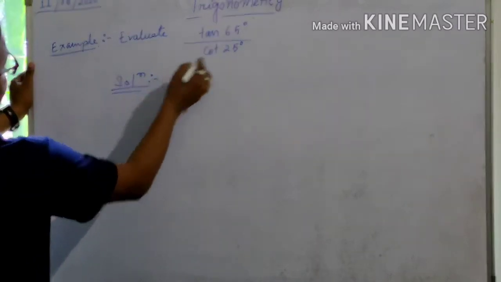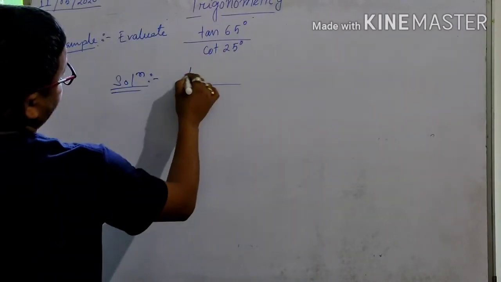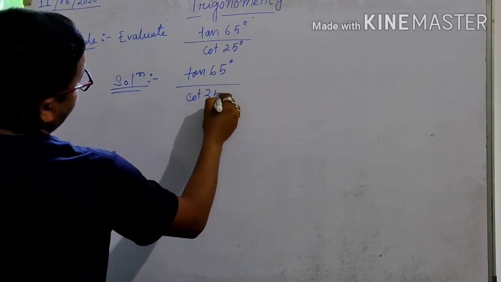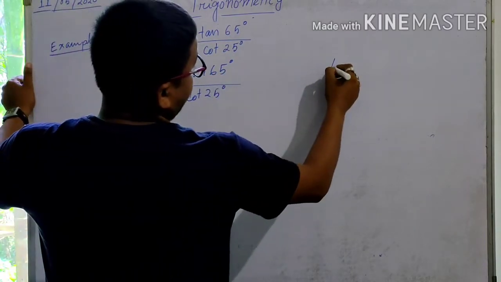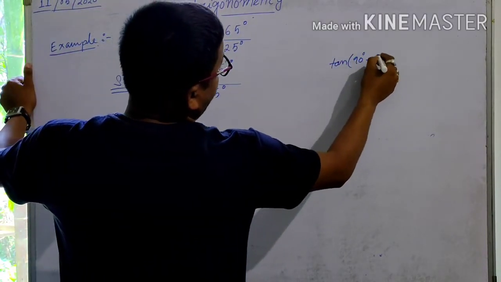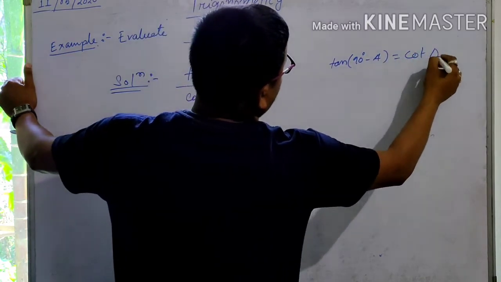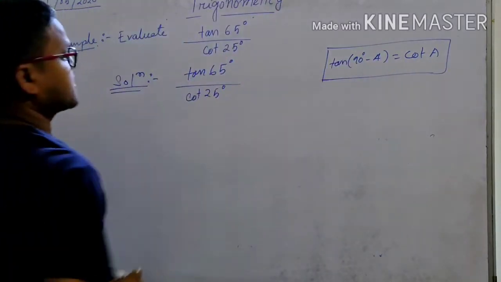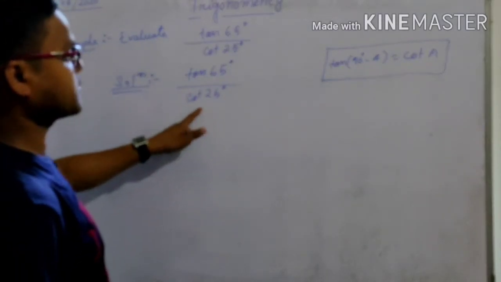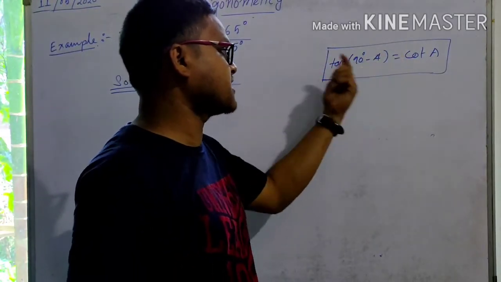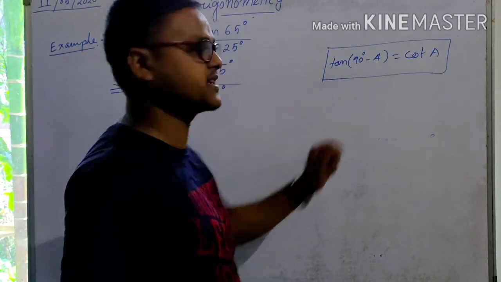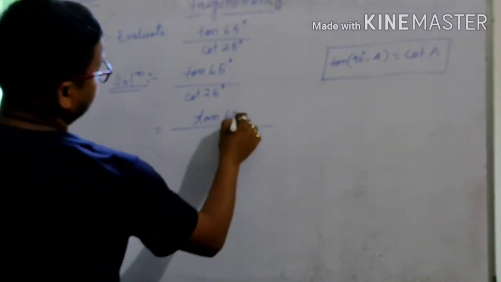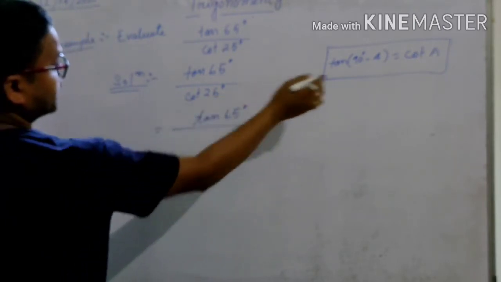So for that, you write this question here: tan 65 by cot 25. Actually, we know tan(90 degrees minus A) is equal to cot A. So applying this formula, we can change this cot 25. Reversing it, cot A can be written as tan(90 minus A). In the denominator you can change, or in the numerator also, no problem.